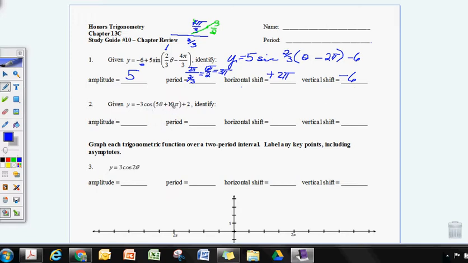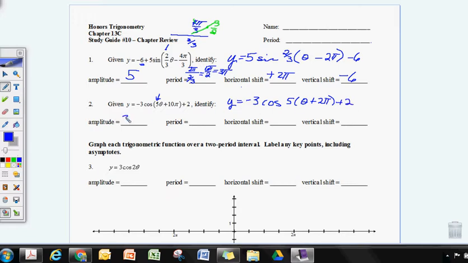Okay, so we're going to do the same thing here. Notice that something needs to be factored out. So I have y equals -3 cosine. Factor that 5 out, and I'm left with a theta plus a 2 pi, and then plus 2 stuck on behind it.